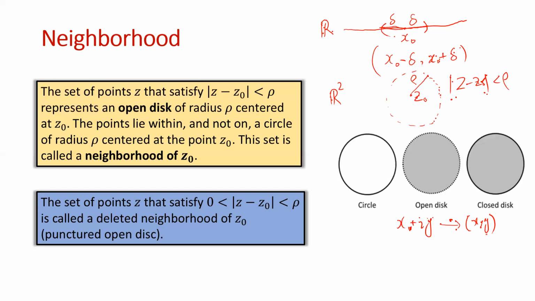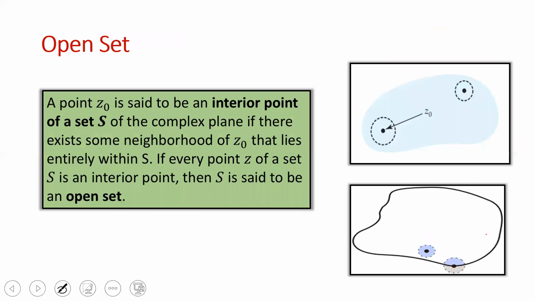Okay, this is the concept about neighborhood, and then comes the open set. But before open set, we have to see what is the interior point of a set. So a point Z0 is said to be an interior point of a set S of the complex plane if there exists some neighborhood of Z0 that lies entirely within S. So over here, the words 'there exists some neighborhood of Z0' are important. There must exist some neighborhood of Z0.